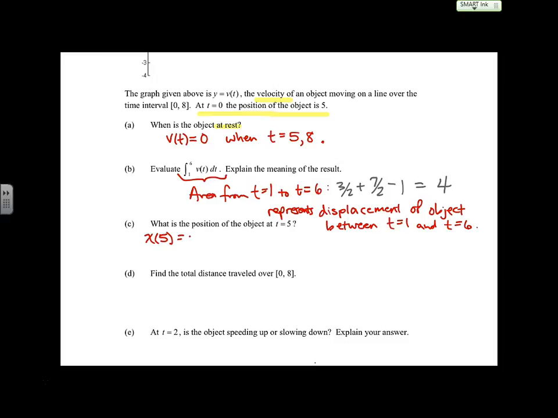Good, we have to start somewhere. X of, why do we have to start at 0? We have no option. Because they give us the initial position. We have to have a starting value.